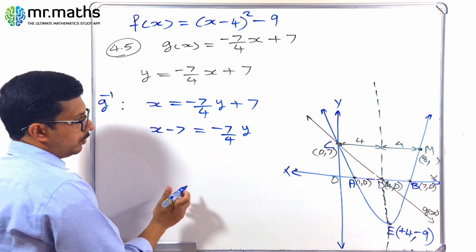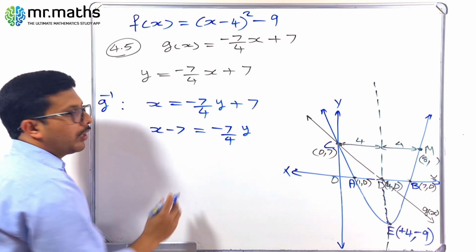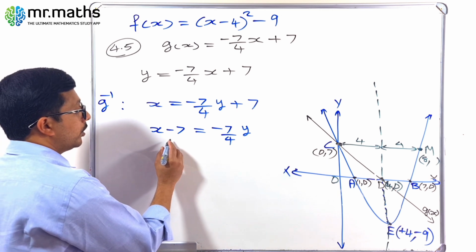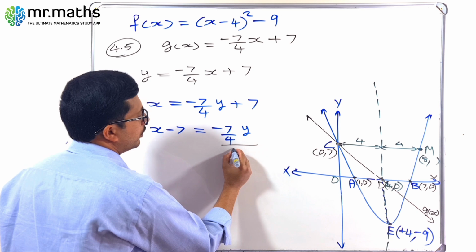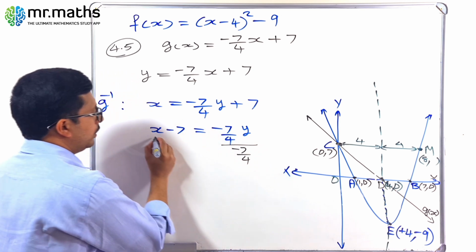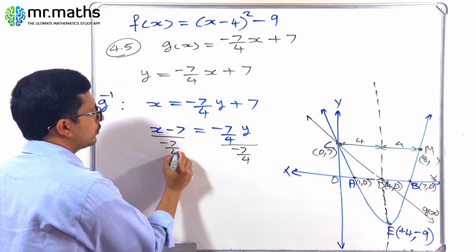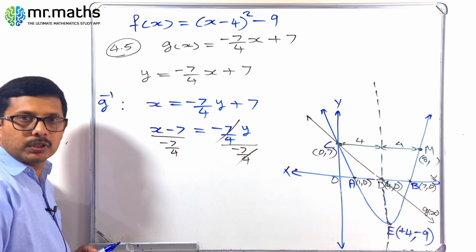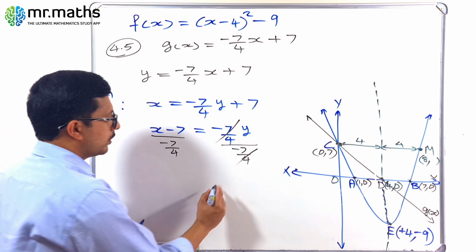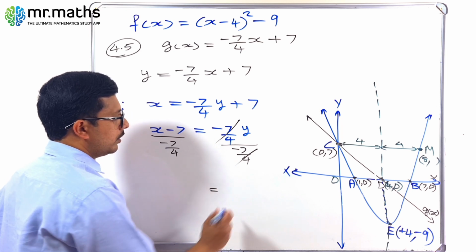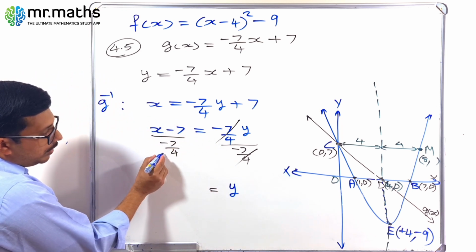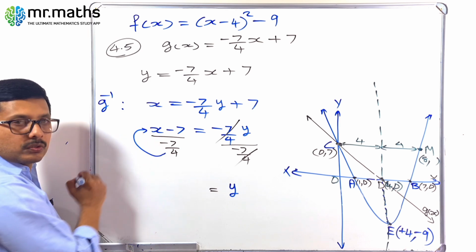So now divide both sides by minus 7 over 4. This minus 7 over 4 and minus 7 over 4 cancel. So what is remaining there? That is y is equal to, then this 4 will multiply with this one.